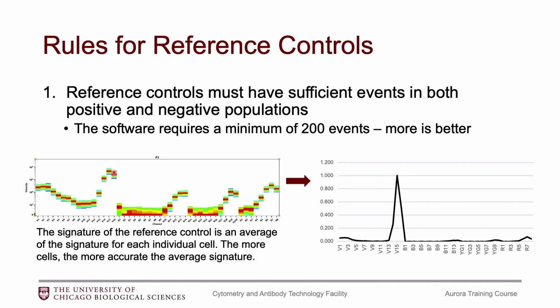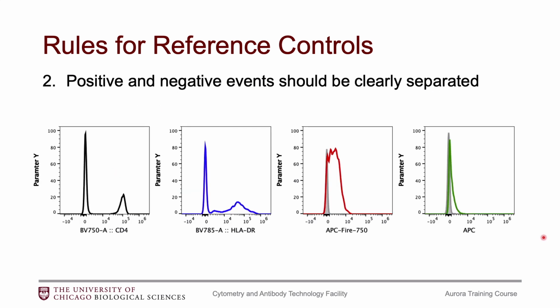The algorithm doesn't want the signature from all of the cells. It wants a single signature. So it's going to take an average of all of the events and come up with a single signature that will be utilized to calculate the unmixing. You need to run enough total events so that you have roughly 1,000 to 5,000 positive events in your reference control. Rule number 2 is that positive and negative events should be clearly separated.